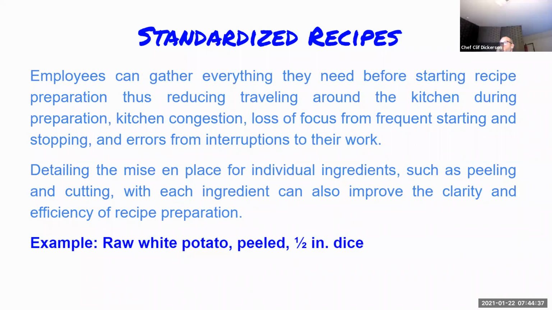Do you mind reading this slide? Employees can gather everything they need before starting recipe preparation, thus reducing traveling around the kitchen during preparation, kitchen congestion, loss of focus from frequent starting and stopping, and errors from interruptions to their work. Detailing the mise en place for individual ingredients, such as peeling and cutting with each ingredient, can also improve the clarity and efficiency of recipe preparation. Example: raw white potato, peeled, 1/2 inch dice. Thank you.